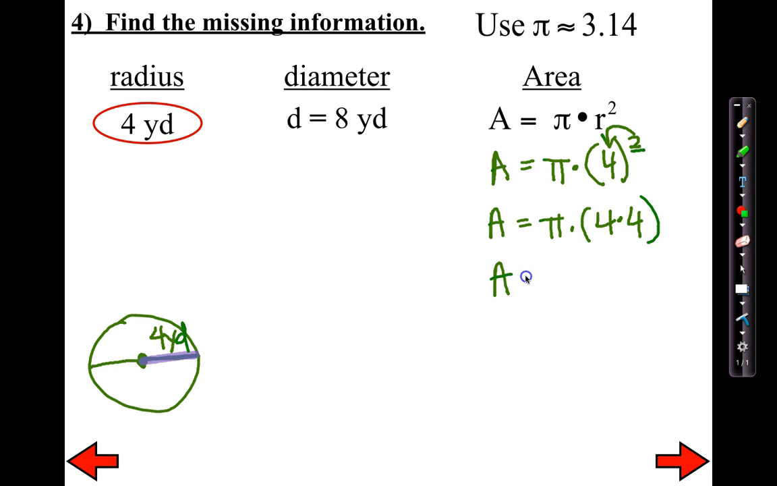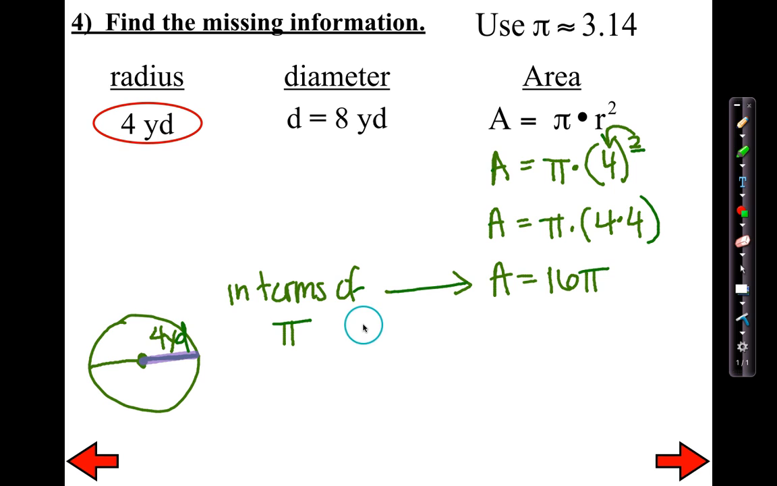So here, what is the area? Well, 4 times 4 is 16. 16 times pi is just 16 pi. So this is our answer in terms of pi. Now, one thing you want to keep in mind is a shortcut for MyOpenMath.